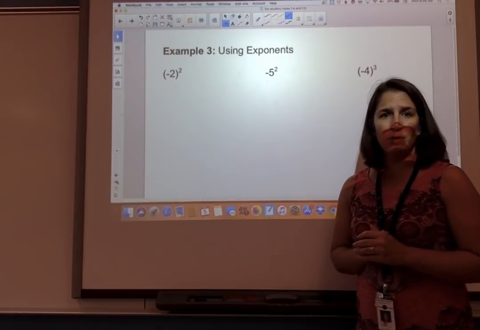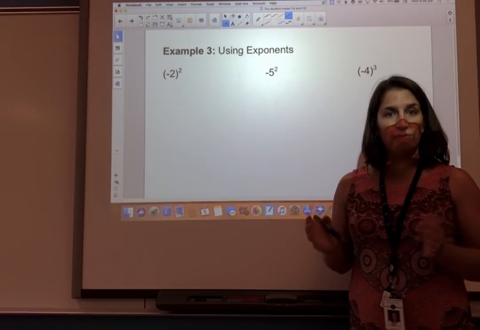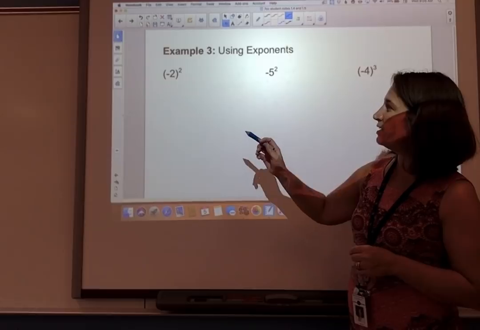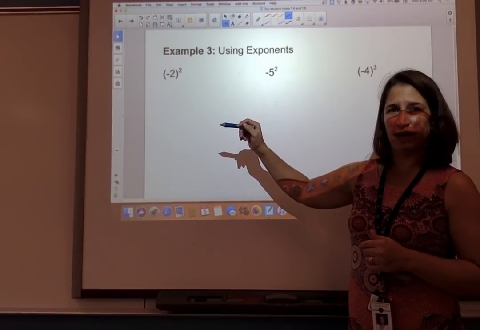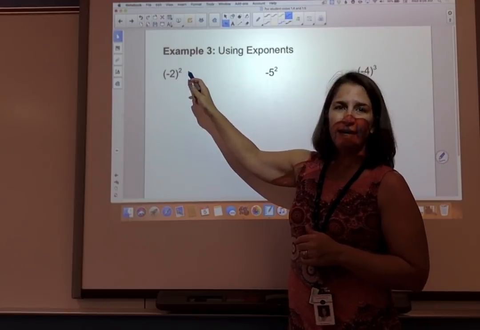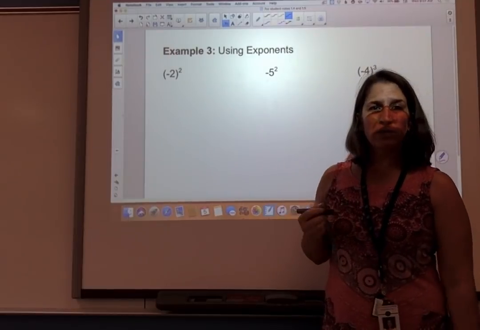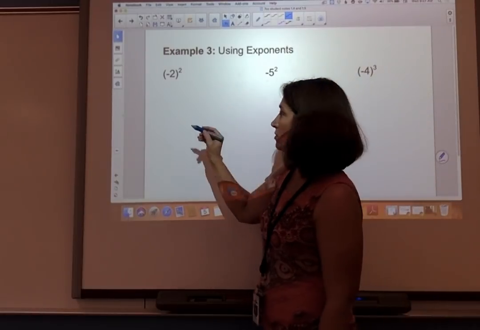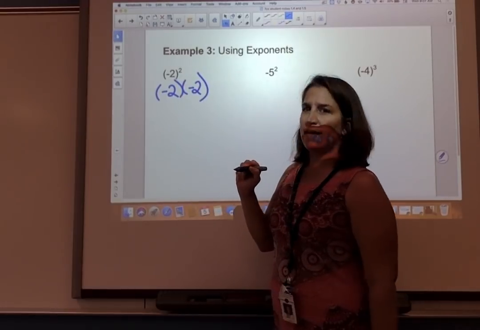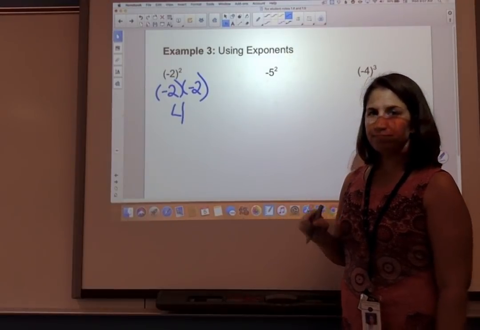Now let's do some examples with exponents. We have to pay really close attention to the parentheses when we do exponent problems because we need to pay attention to what is the base of the exponent. So here we have -2 taken to the second power. Those parentheses are telling us we're multiplying -2 times -2. And -2 times -2 would be positive 4.